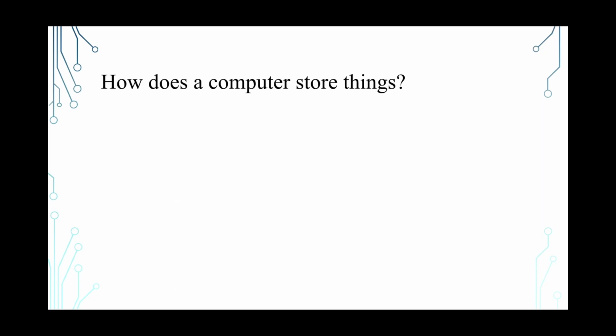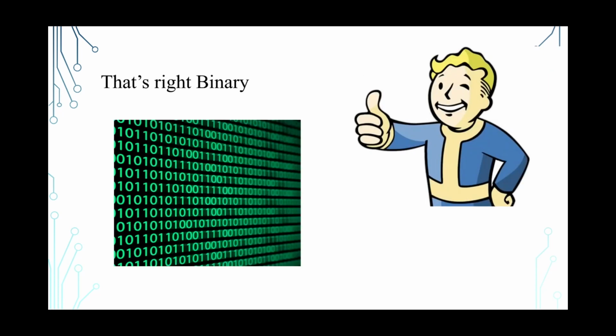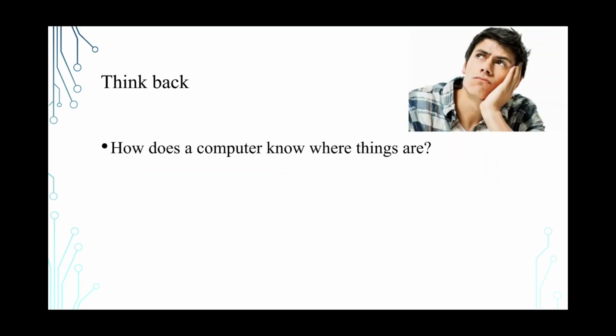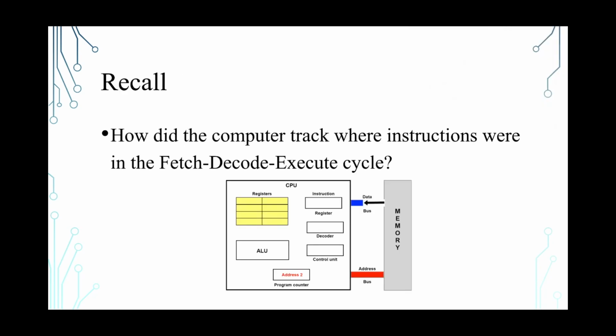So how does a computer store things, since we are talking about storage? Yes, it's binary. The computer is storing things in binary, zeros and ones. So how does a computer know where things are? Remember the fetch, decode, execute cycle? It's using that cycle to fetch where the instruction is stored.